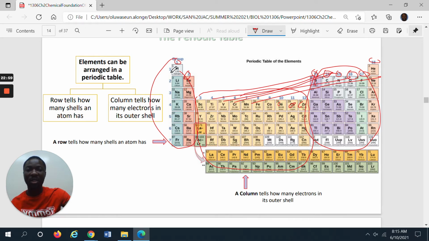Now, they have their unique atomic number. The atomic number is the same as their proton number, right? Then the electron number is the same as well. The electron number and proton number are the same because these are neutral atoms, neutral elements. They don't carry any charge, right? So their electron number and proton number are the same, but their mass number will be different. Obviously, their neutron number can also be different.